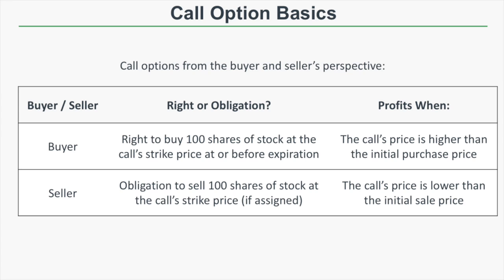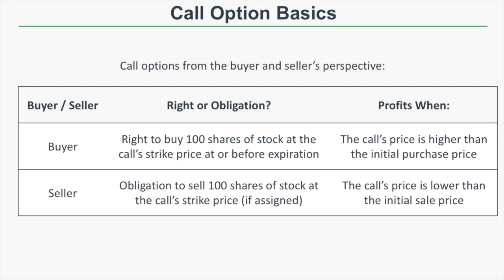And if that $5 option rises to $6, the option is worth $600, which represents a $100 increase in the option's value. From the seller's perspective, a call option represents the obligation to sell 100 shares of stock at the call's strike price if they're assigned. Don't worry about that term yet, we'll get to it in the exercise and assignment section. A call seller profits when the call's price falls to a value lower than they sold it for. So if a call seller sells a call option for $5 and the option falls to $3, their profit on that position will be $200, because they sold an option that was worth $500 and now it's only worth $300. So they can buy it back for $300 and collect that $200 profit.